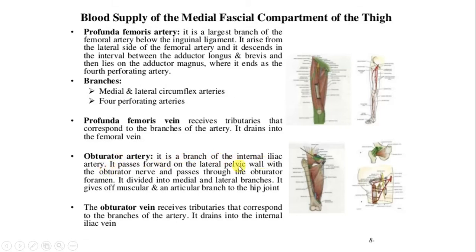It will be coming from the lateral pelvic wall with the obturator nerve, passes through the obturator foramen and divides into medial and lateral branches, which are muscular and articular to the hip joint. So this artery runs on the lateral pelvic wall with the obturator nerve. We will later see its course with the obturator nerve. And the vein will be the obturator vein, which will receive tributaries according to the branches of the obturator artery, which are the medial and lateral, muscular and articular branches.